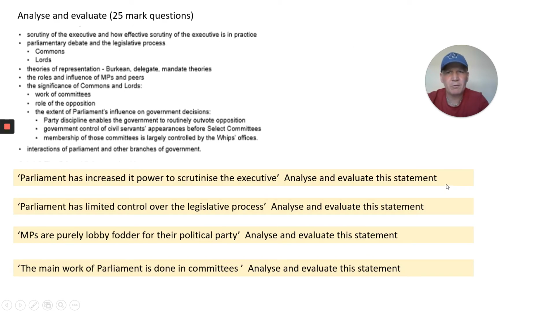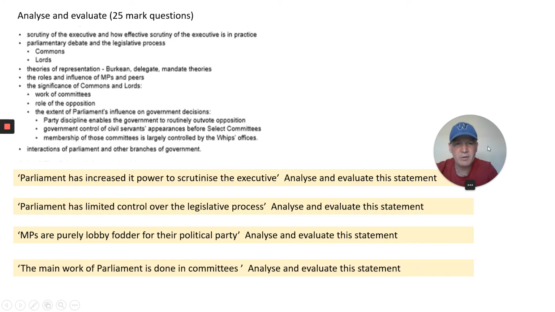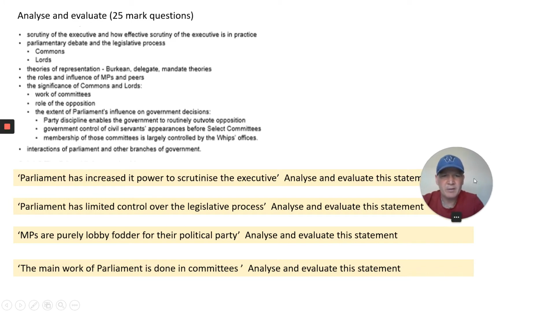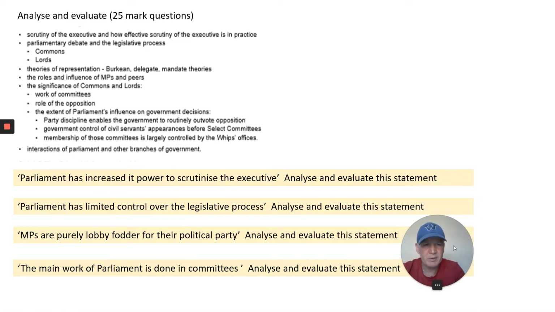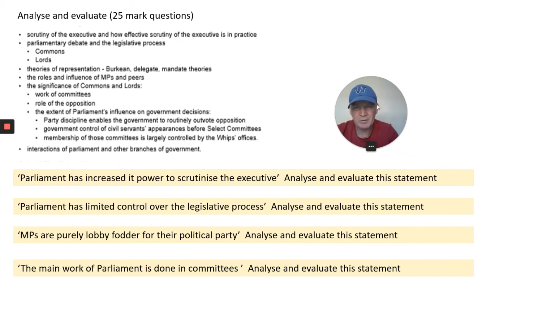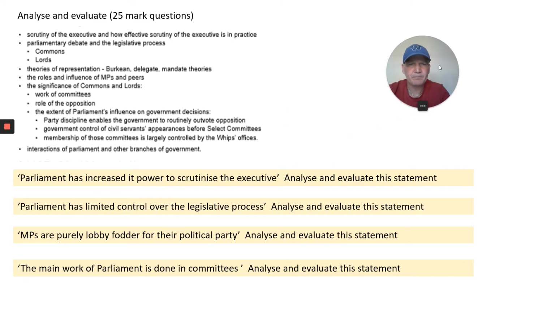Now we move on to the 25-mark questions, of which there are 4, and as you can see down here, they're very much linked to the different functions. First of all, the scrutiny function, then the legislative function, then the way MPs represent, and finally a more specialist question which is done related to committees. The reason I do that is because if you look up here in terms of the specification, it talks a lot about the work of committees, it talks a lot about how they've developed and the role of the whips. So it's important we cover all those 4 areas.